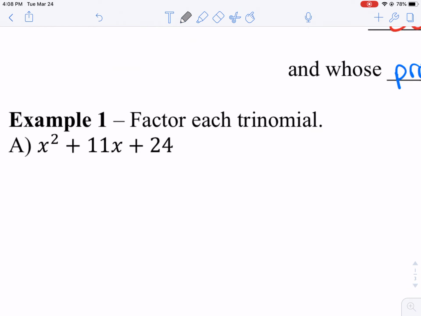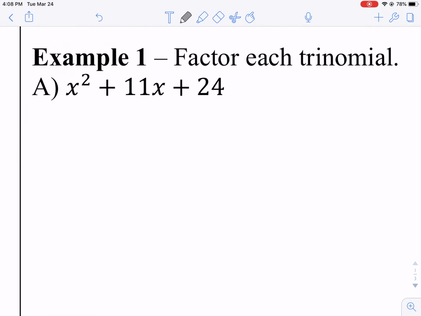Okay, here we go. For our first trinomial, we have x squared plus 11x plus 24. As a little reminder to ourselves, 11 is our b, so we need to find two numbers that add up to 11. And our c term is 24, so we need to find two numbers that multiply to 24.